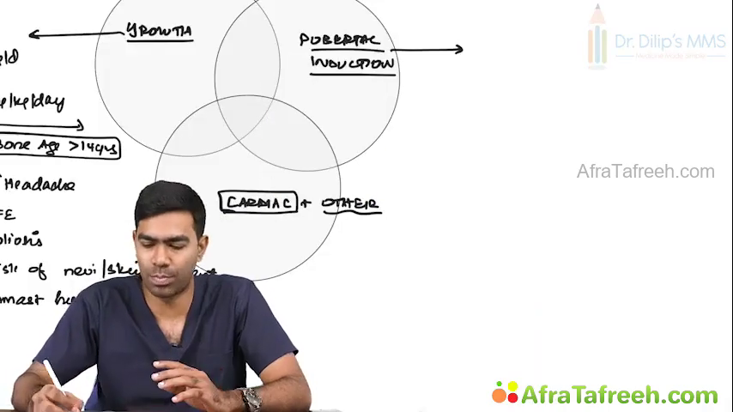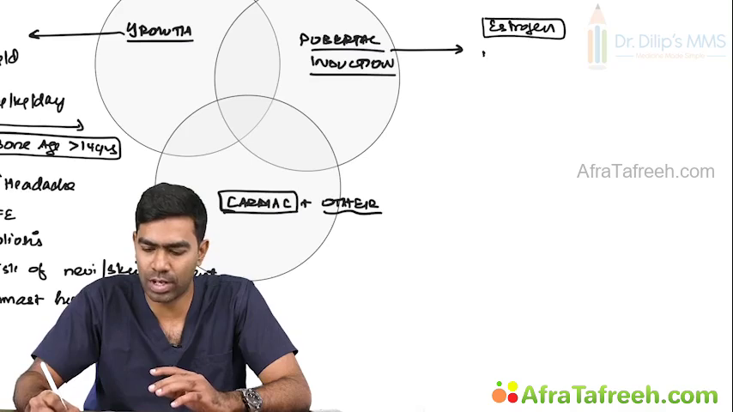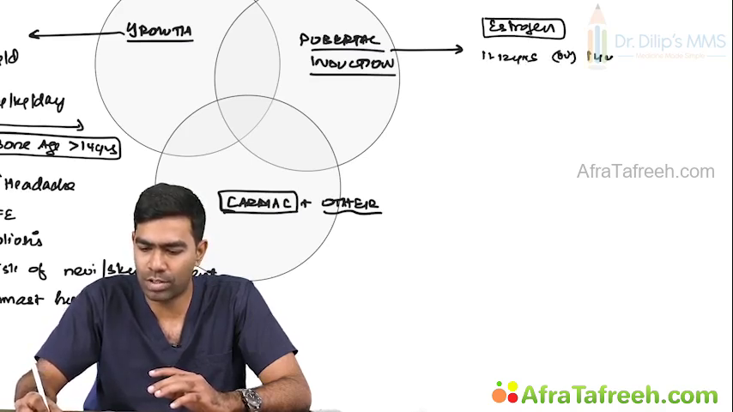So pubertal induction is very important in these girls, to help them identify themselves as girls, to produce breast development, and to cause growth and epiphyseal fusion. This pubertal induction is really important. Pubertal induction is usually done with estrogens, and you can start the estrogens at either 11 to 12 years of age or at 14 years of age.